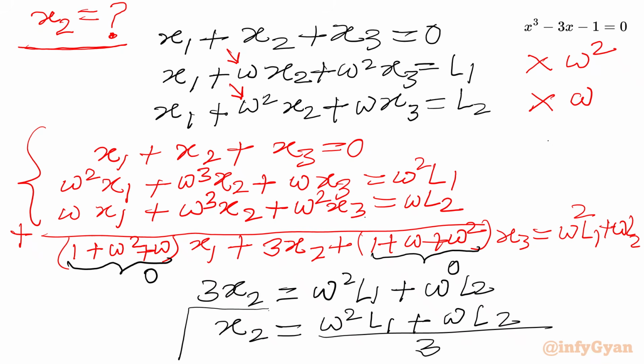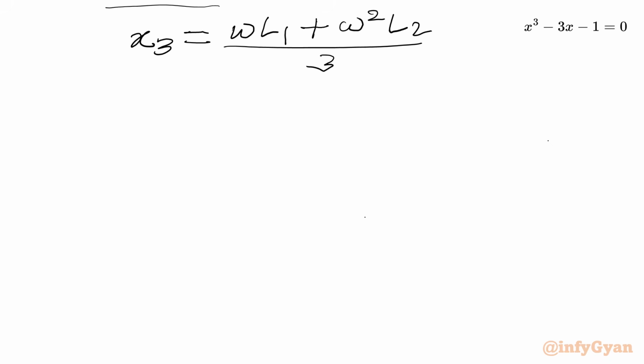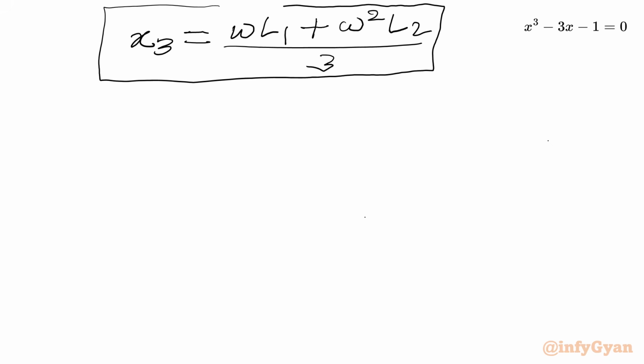Now we have x2. To find the value of x3, we need to multiply the L1 equation by omega and the L2 equation by omega square. We will get, I am writing x3 directly here, x3 will become omega times L1 plus omega square times L2 over 3. Now we can put all the values over here to get x1, x2, x3. Let's begin with x1 first. So I will write x1 is L1 plus L2 over 3.